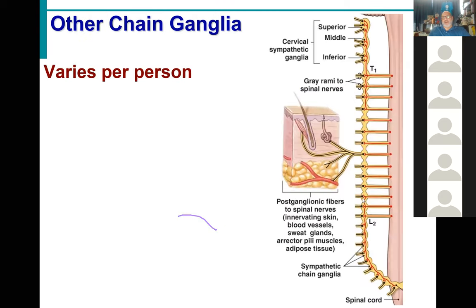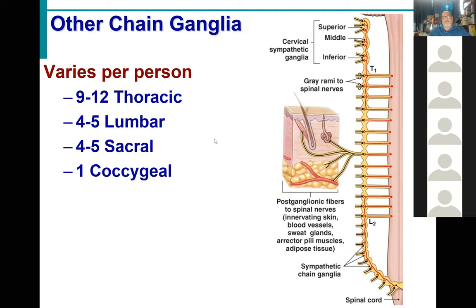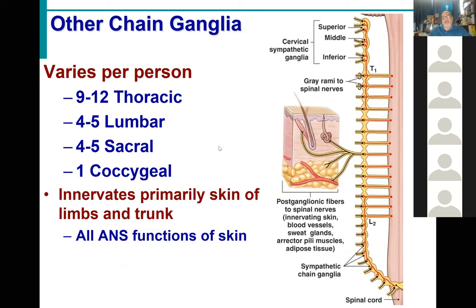And the rest of the chain ganglia, which as I mentioned can vary from person to person, give that sympathetic function of the skin. They go to the sweat glands, they go to the erector pili muscles, they go to the adipose, they go to the blood vessels, right? All those things we talked about, those sympathetic functions of the skin, it is these chain ganglia that get there.